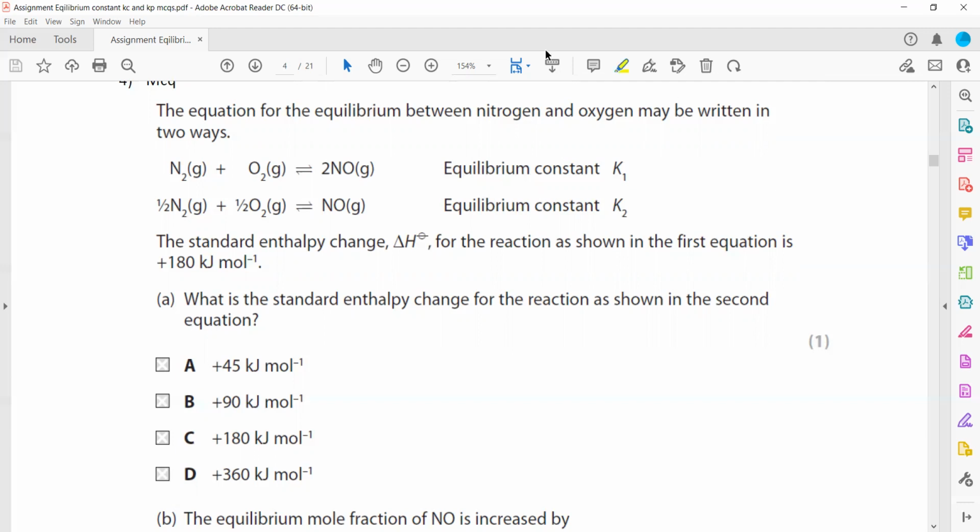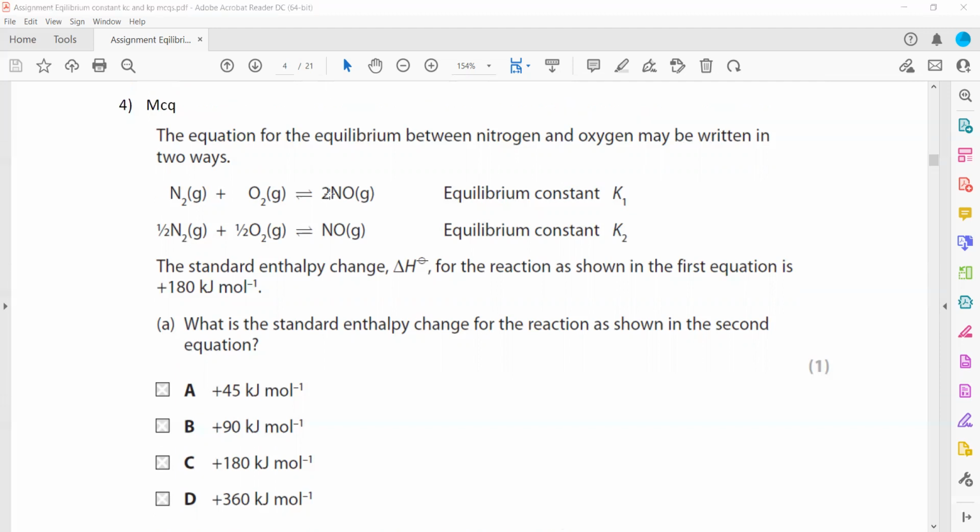So when we compare the two equations, here we were getting 2 moles of product: 1 mole of nitrogen, 1 mole of oxygen give 2 moles of nitrogen monoxide. Here, half moles give 1 mole. So if the number of moles is divided by 2, what will happen to the enthalpy change for the second reaction? That will also be half of the first one. If the first reaction is 180, then half of 180 is 90, so B should be the right answer.